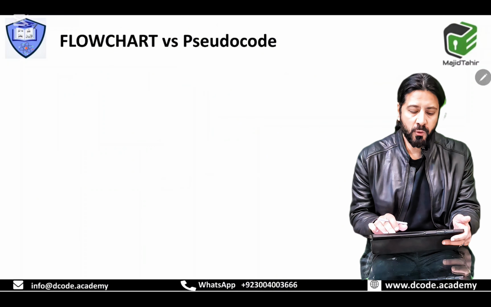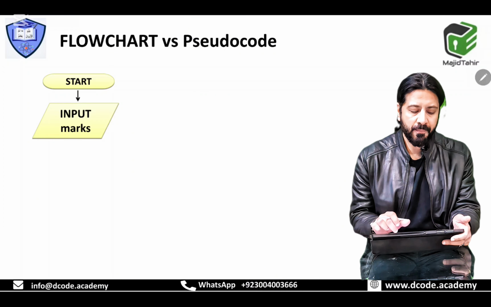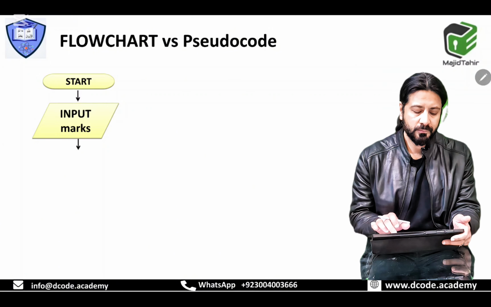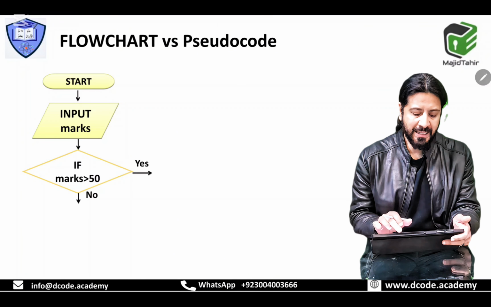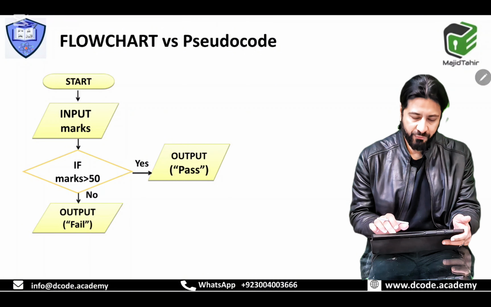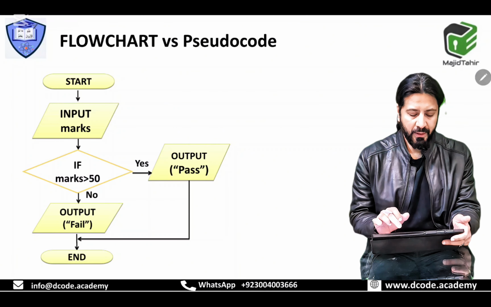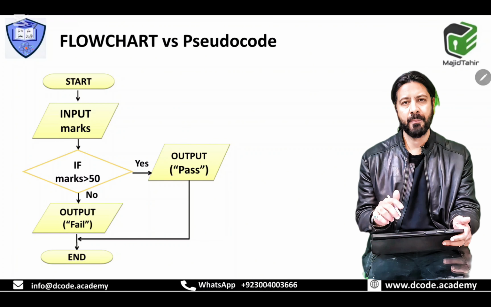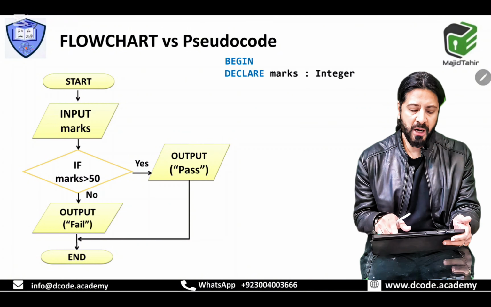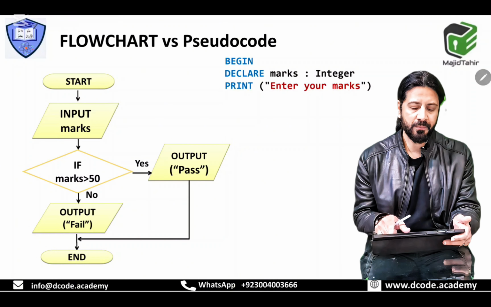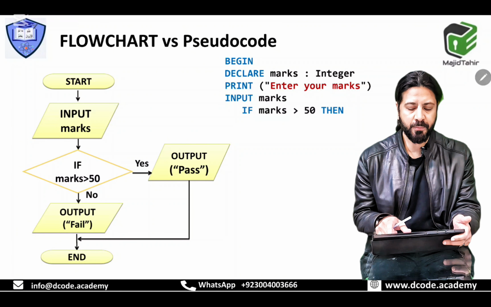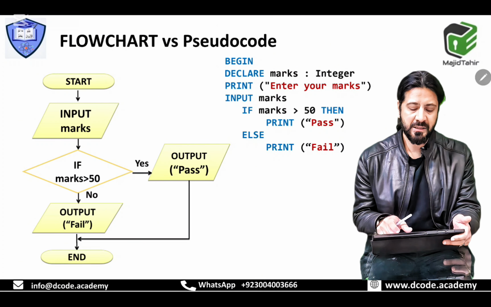We are going to talk about flowcharts versus pseudocode. Start, input marks. If marks are greater than 50, yes, pass, no, fail, and end. Let's see the pseudocode of the same program. Begin, declare marks integer. Print enter your marks, input marks. If marks are greater than 50, then pass, else, print fail, end if, and end of the program.